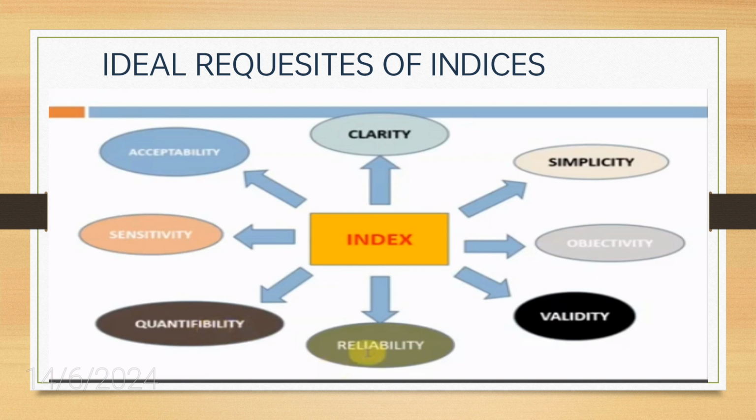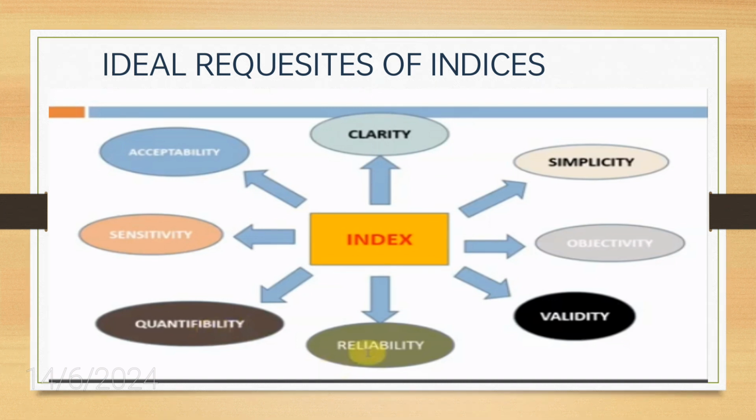Let's see what is reliability. The index should provide consistent results when used by different examiners or by the same examiner at different times. This is the reliability of index. The next requisite is validity. It states that the index should accurately measure what it is intended to measure. It should totally reflect the presence, absence or severity of the condition being assessed.